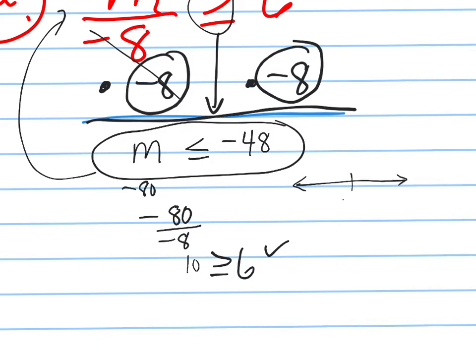Okay, here's negative 48. There's negative 49, right? There's negative 47. Are you writing this down? Open circle or solid dot? Shading?